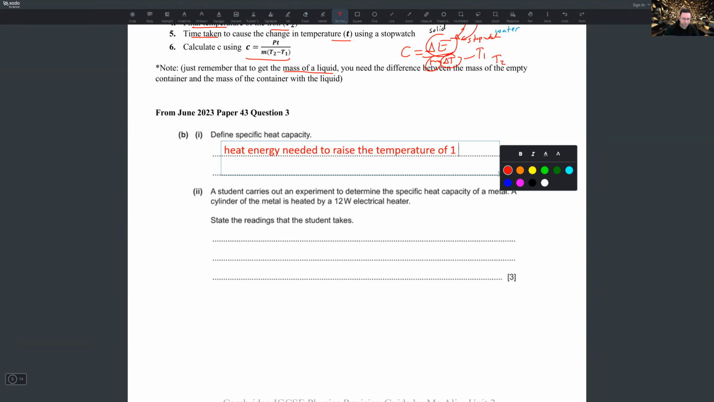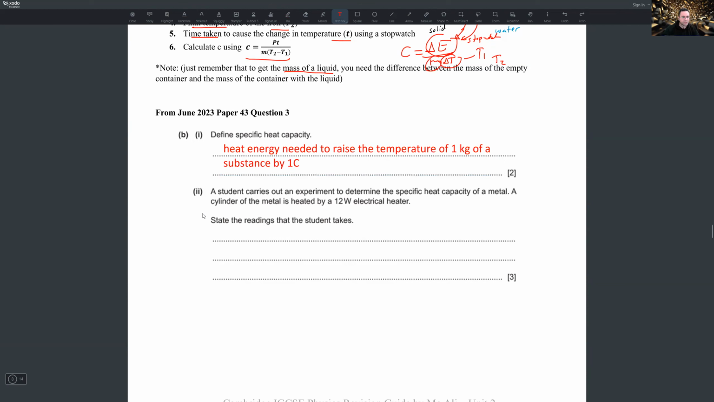of 1 kilogram of a substance by 1 degree Celsius, or a unit mass by unit temperature.